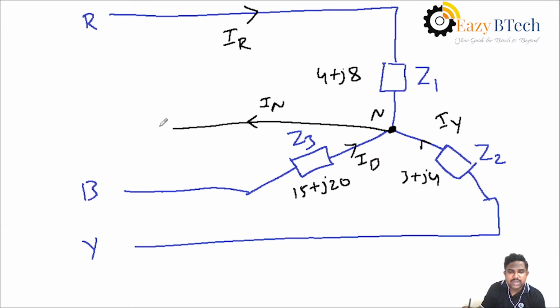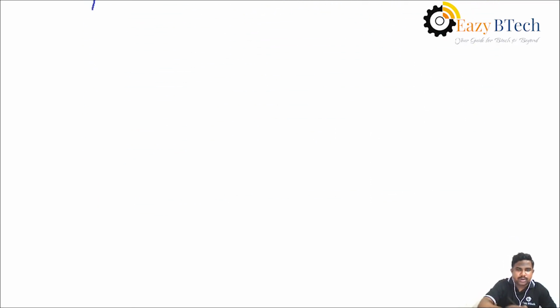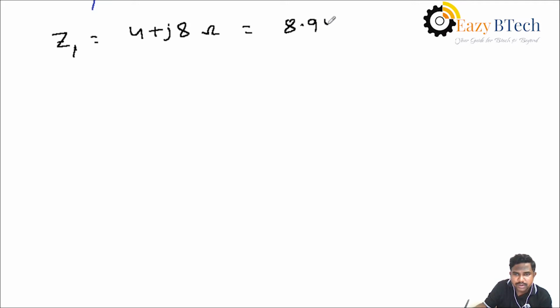Based on the given values, first of all, what are the given values in the network? Z1, the load impedance, is 4 plus j8 ohm in rectangular form. You have to convert into polar form, that is 8.94 at an angle 63.4 degrees. In a three-phase problem, every value you must calculate in both forms, rectangular as well as polar.